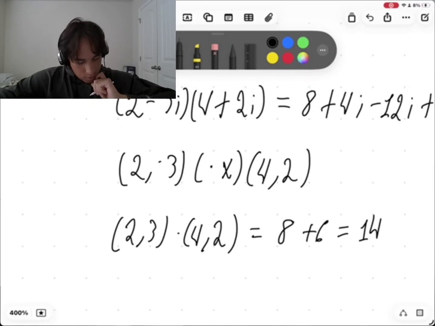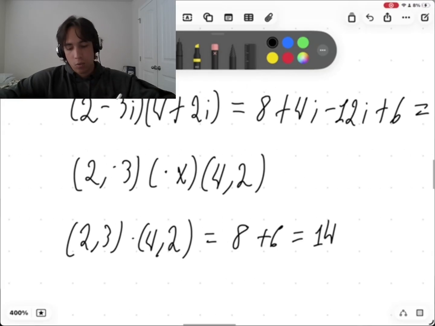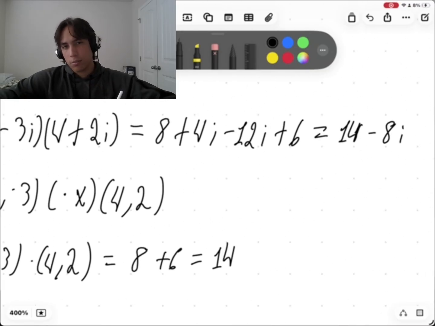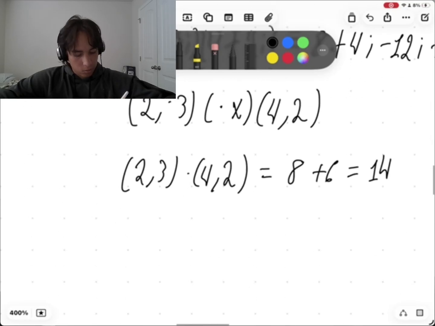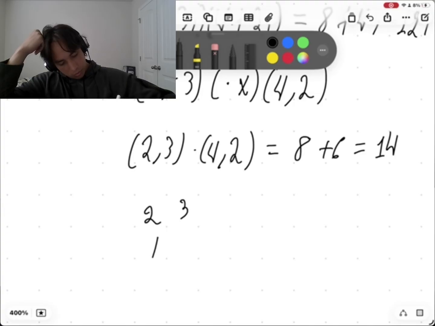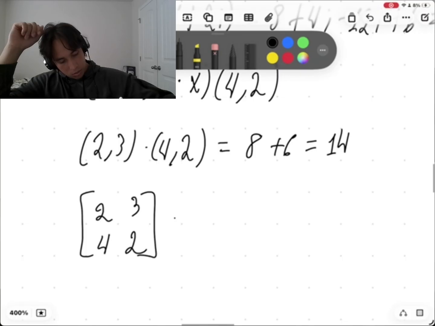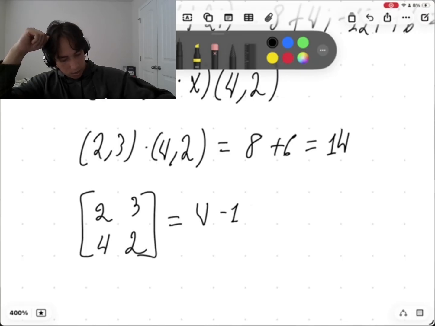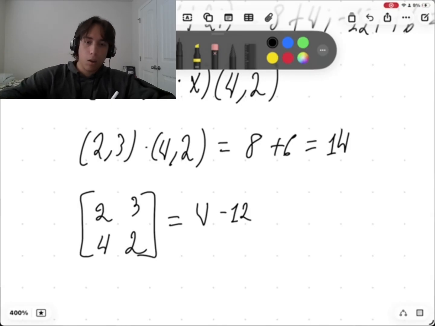So anyway, you get 8 plus 6, 14. We got the real part of a multiplication. If we do cross, we get 4 minus. Hold up, what? 4. What?